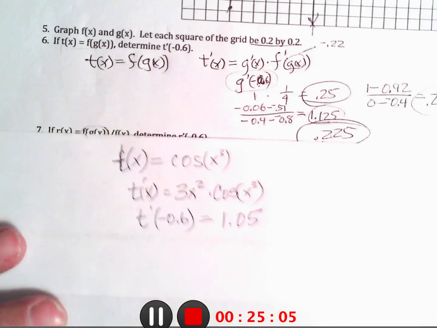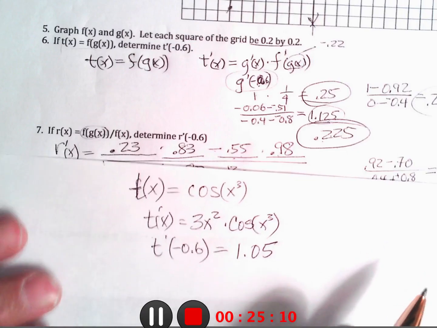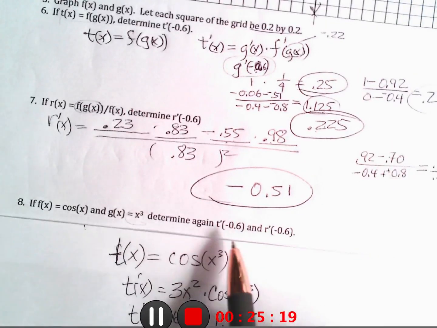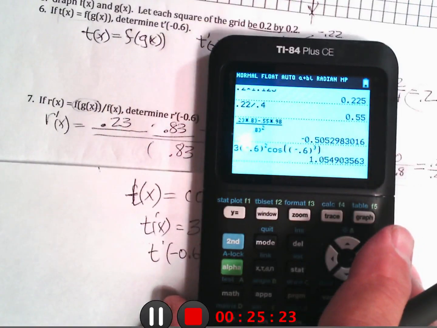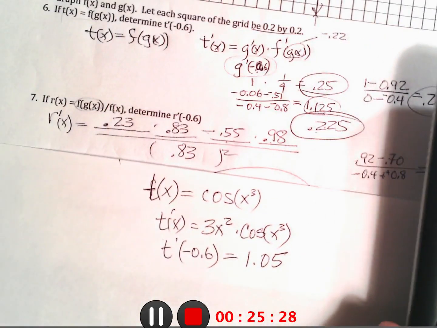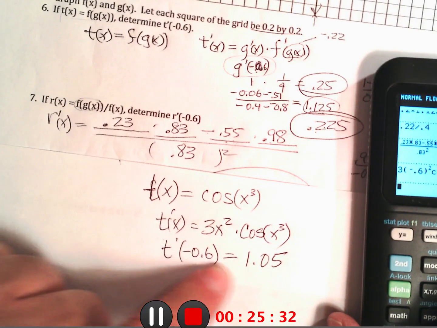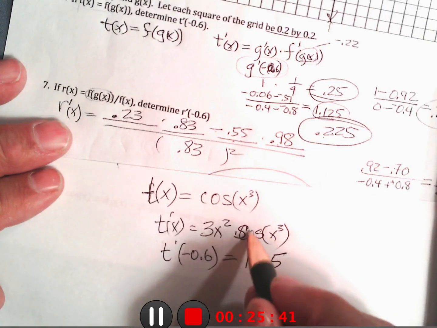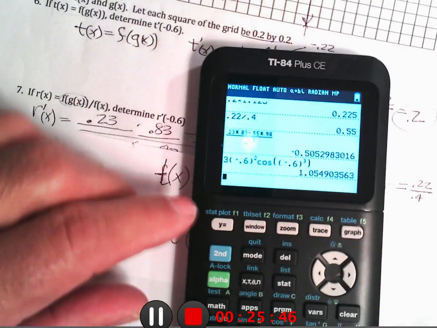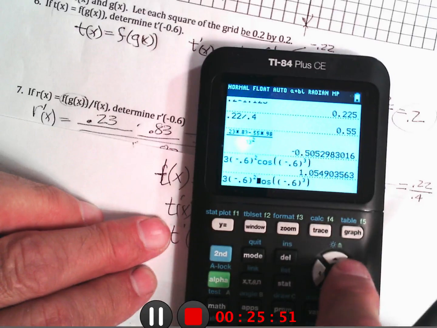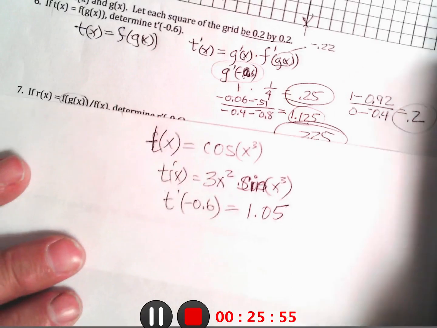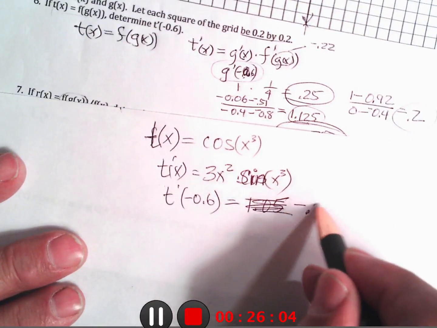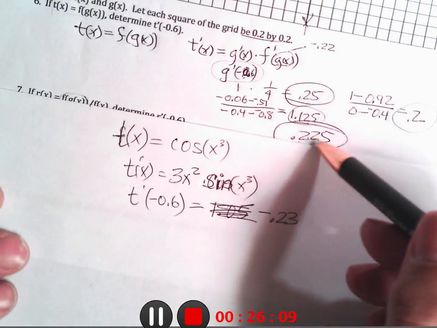Now, how does that compare to what we had before? Let's see here. Oop, what did I do wrong here? T prime of negative 0.6, 3 times negative 0.6 squared. Oh, I didn't do the derivative of cosine, which is sine. Come back here, go back and change that cosine to sine. Forgot to do the derivative of that part. Okay, press enter. Now I get negative 0.23. That matches what we had before, negative 0.22 to negative 0.25, negative 0.23.